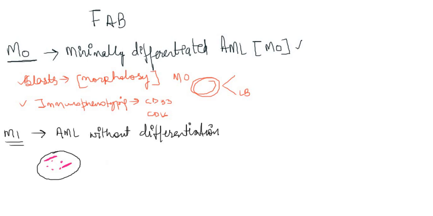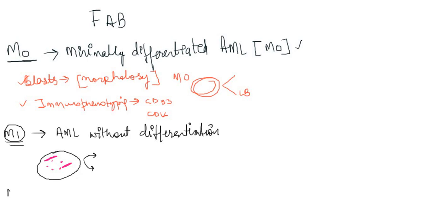So that's why this leukemia is called AML without differentiation, because all the cells are not differentiated, only some of the cells are differentiated, which contain the granular cytoplasm and the Auer rods.